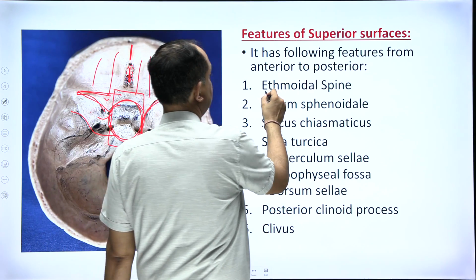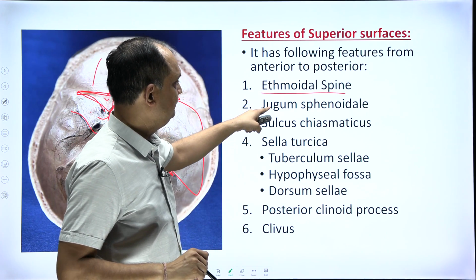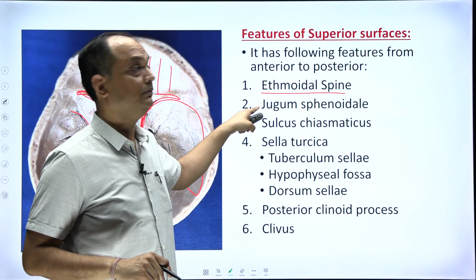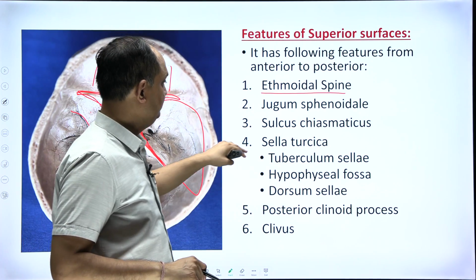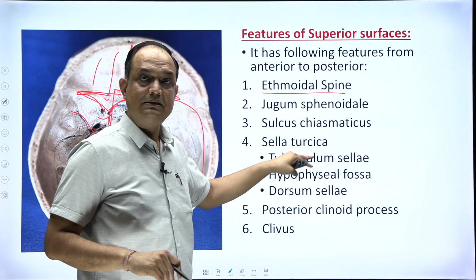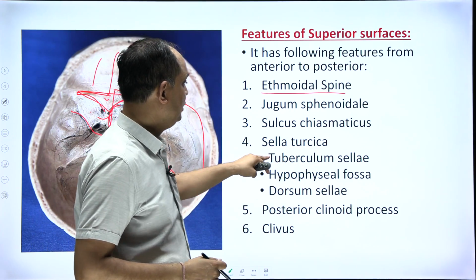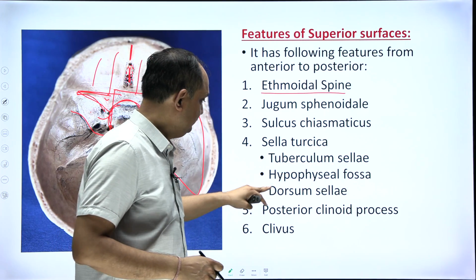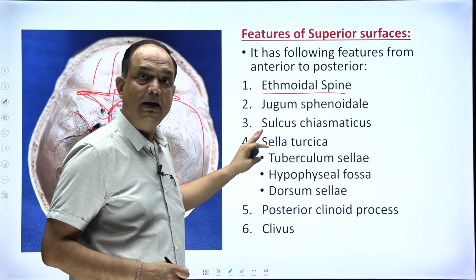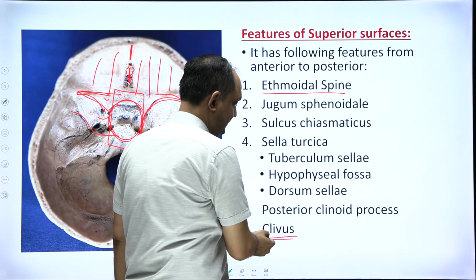First is the ethmoidal spine. Then behind the spine you will have the flat area known as the jugum sphenoidale. Then you will have the sulcus chiasmaticus. Then you will have the sella turcica. This sella turcica has three components from anterior to posterior: the tuberculum sellae, then the hypophyseal fossa, then the dorsum sellae. And behind that you will have the posterior clinoid process and the clivus.